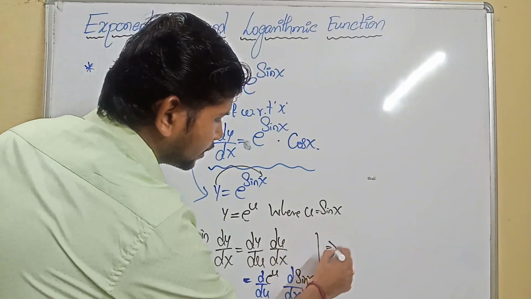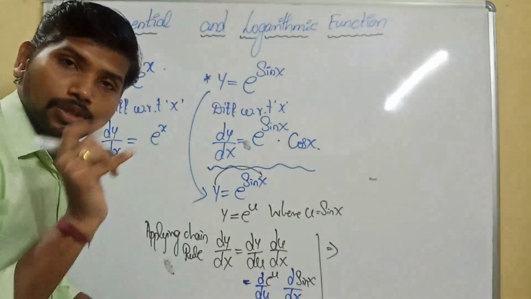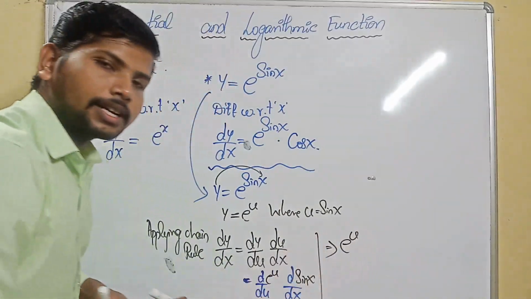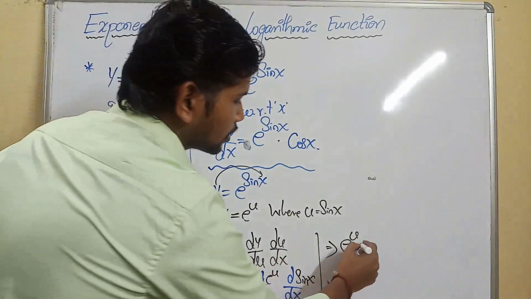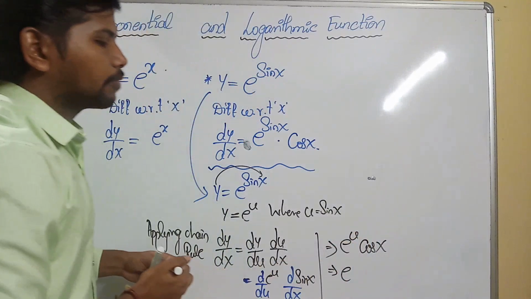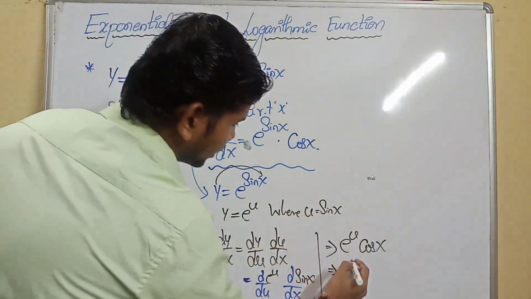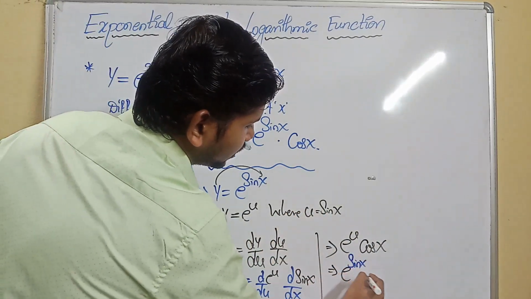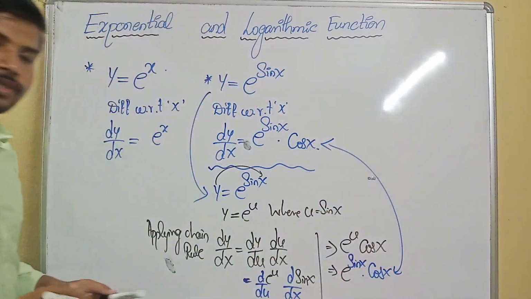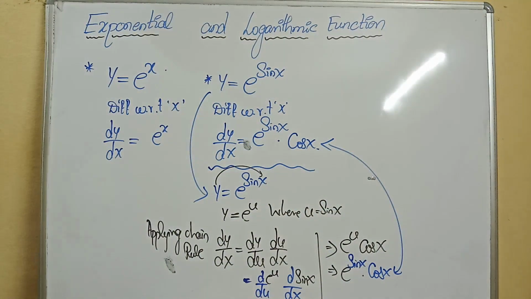I'd like to write, what is the derivative of e raised to x with respect to x? E raised to x. E to the power u will be e to the power u only. What is the derivative of sine x with respect to x? It is cos x. The answer will be e as it is. Substitute the u value. What is u? Yes, it is e to the power sine x into cos x. Whether we got the same answer? Is it clear? Is it okay?